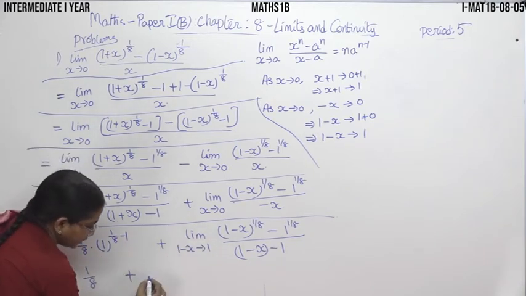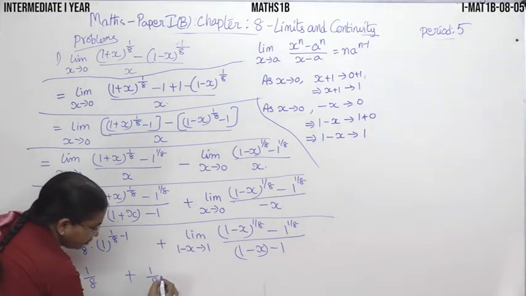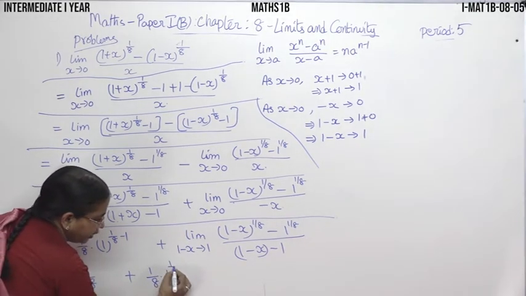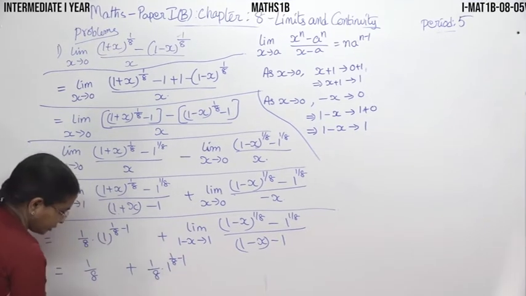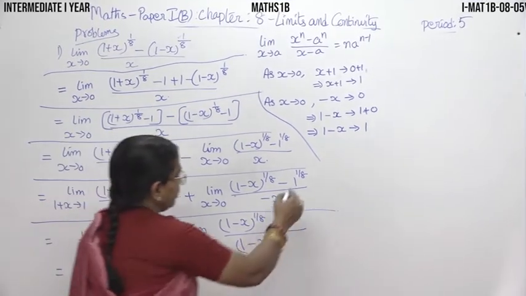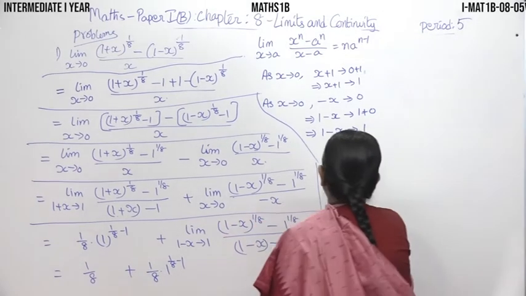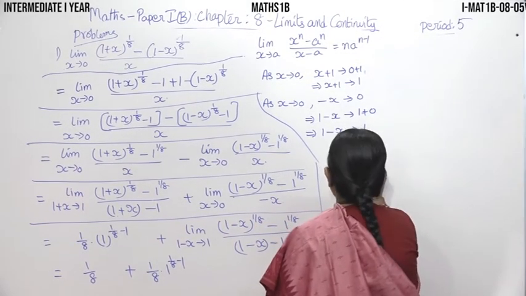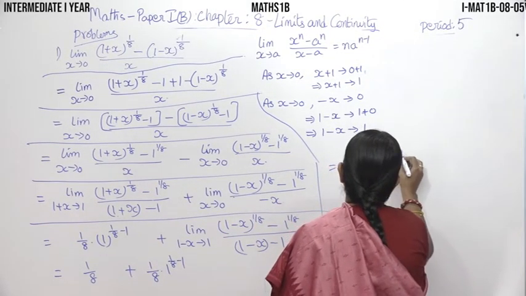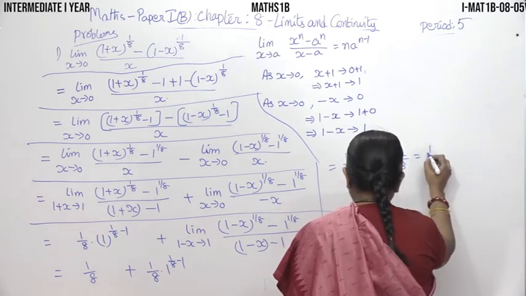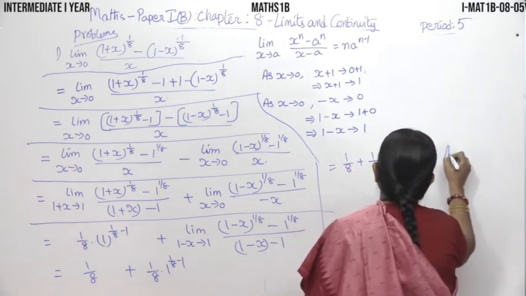And here again it is in the standard form. So n into a to the power n minus 1. So this is also 1 by 8. So it is equal to 1 by 8 plus 1 by 8. That is 2 by 8. That is 1 by 4. So this is your answer.